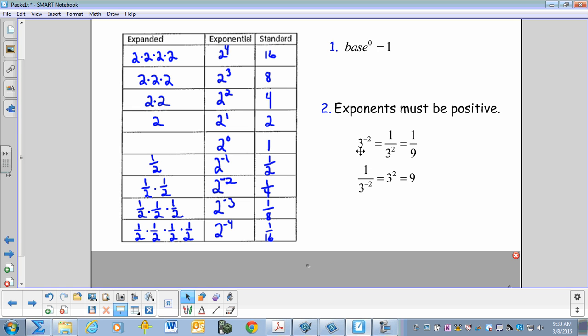So here we have the exponent in the numerator. To make it positive, we move it to the denominator. Here we have that negative exponent in the denominator. To make it positive, we move it to the numerator.